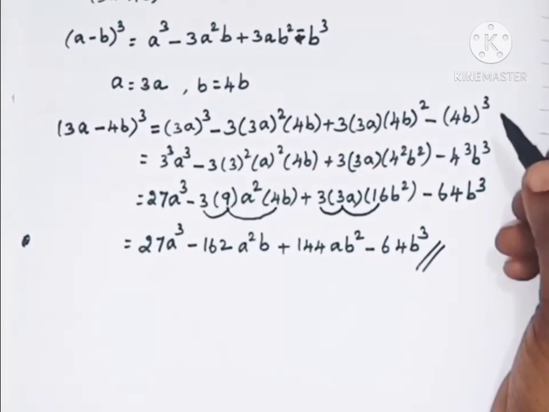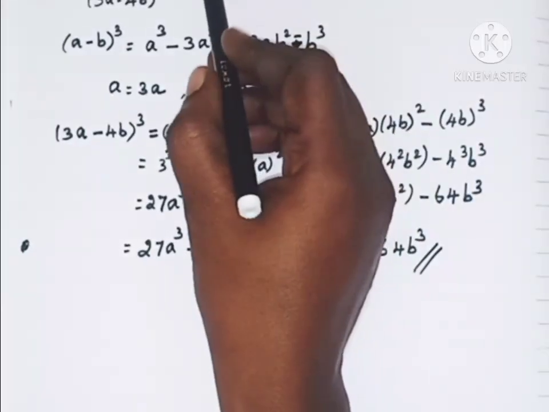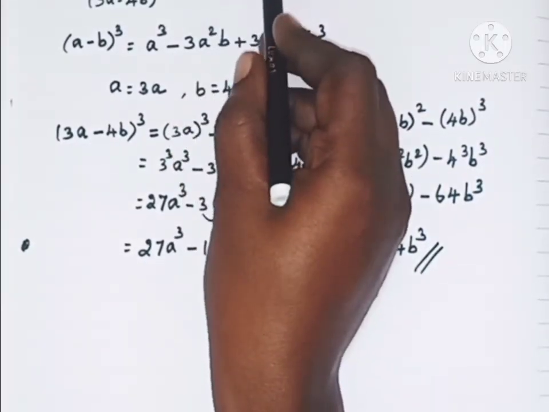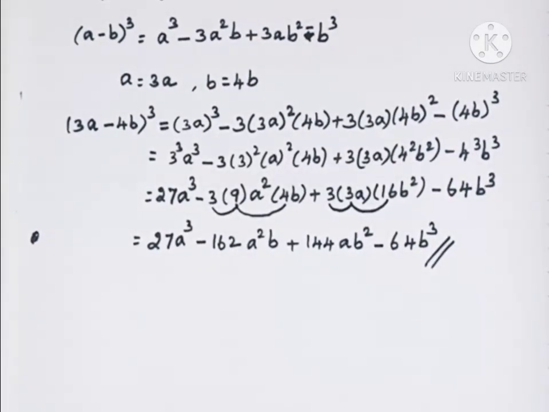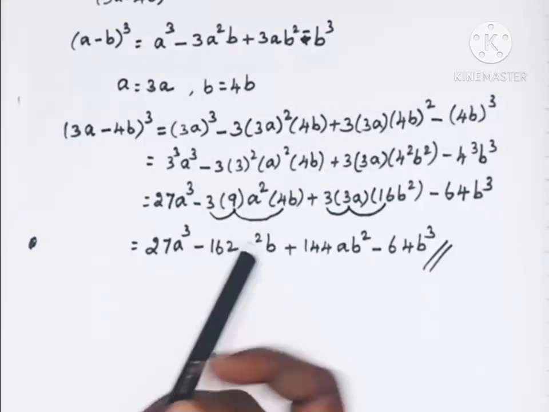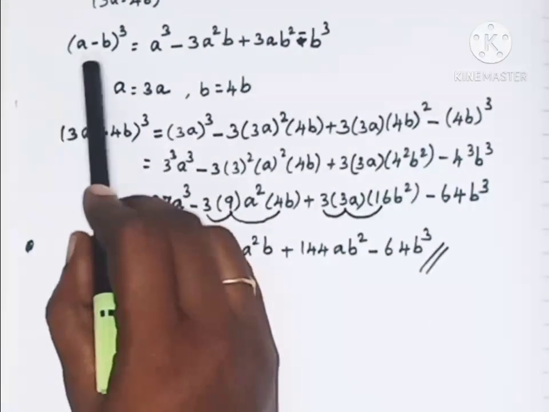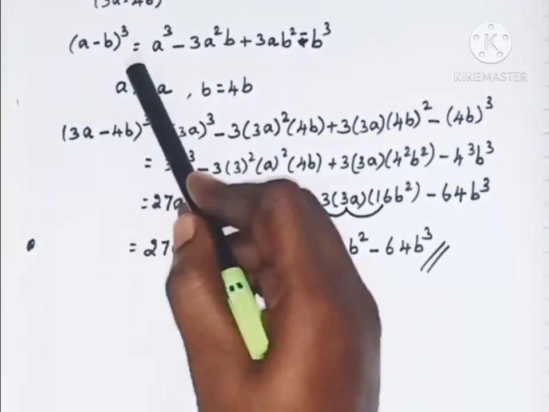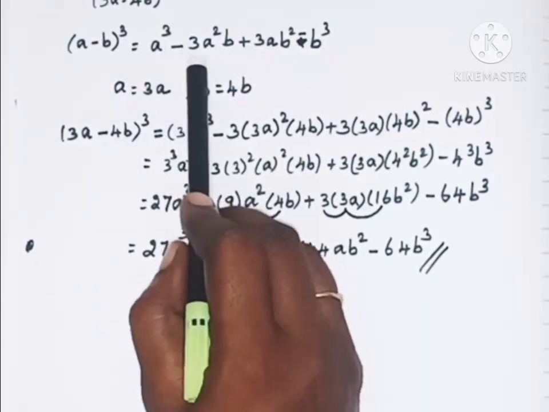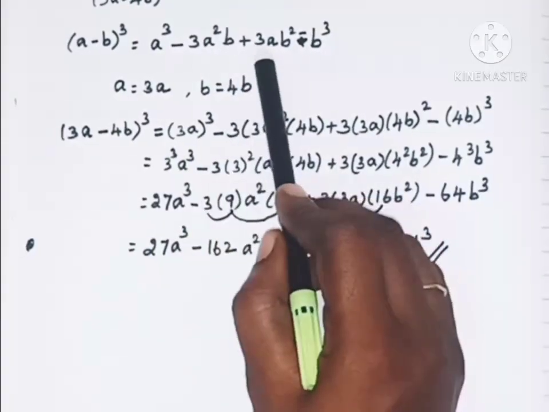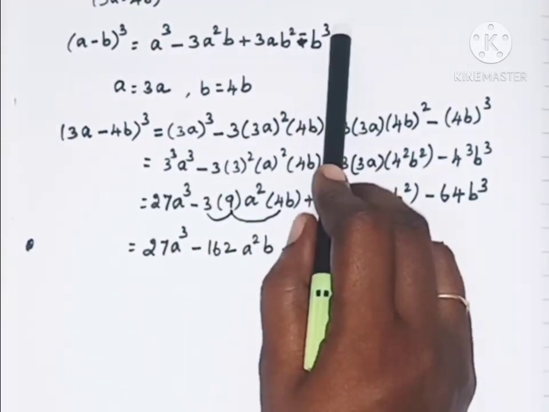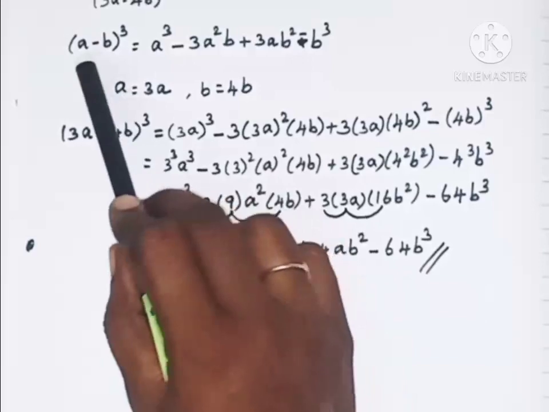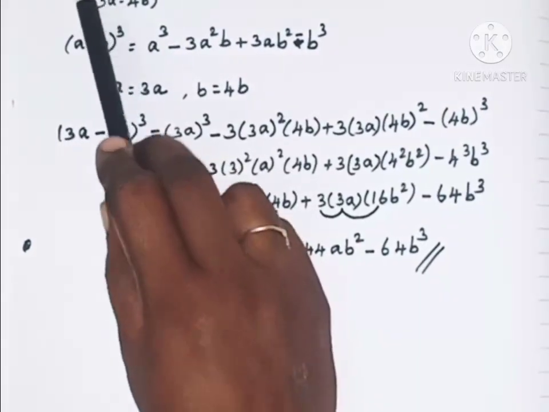So I'll repeat it once again. The question is (3a − 4b) the whole cube. This problem looks like the identity (a − b) the whole cube. (a − b)³ is equal to a³ − 3a²b + 3ab² − b³. So here in the place of a we have 3a in the problem.